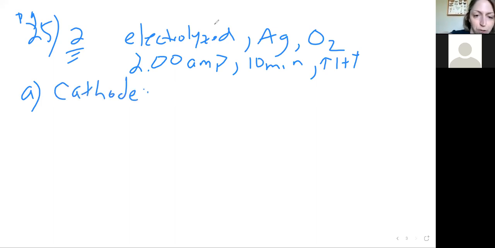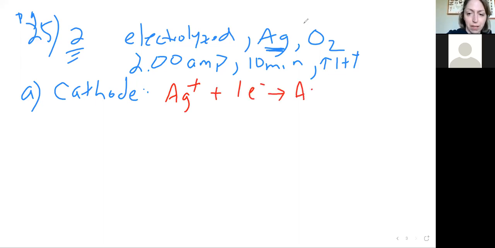Okay, so I'm going to start at the cathode. The cathode is where reduction is taking place. I know we started with an Ag plus solution, like silver nitrate or something like that, and we ended with silver metal. So that to me sounds like it's going to be our reduction. So Ag plus must be gaining 1 electron and making Ag solid. That's consistent with what I started with in the problem, and it's consistent with what it told me for the products. All right, so that would be my cathode.